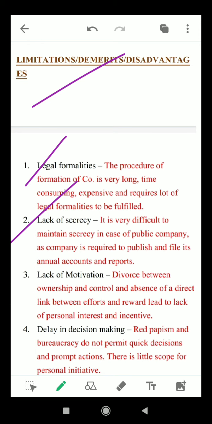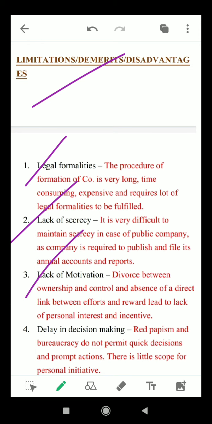And in case of sole trade or partnership concerns, such secrecy is possible because they have very few people. They can decide among them. They can take the decision among them. But for the joint stock company, they have to hold a meeting with the board of directors, and many people will come at that meeting, and they will face the lack of secrecy. In case of sole trade and partnership concerns, such secrecy is possible because they have few persons involved in the management, but in joint stock, it is not possible.